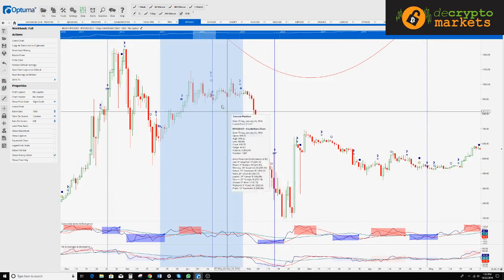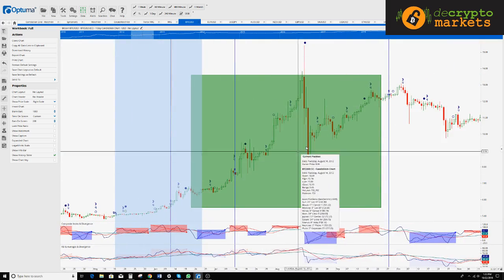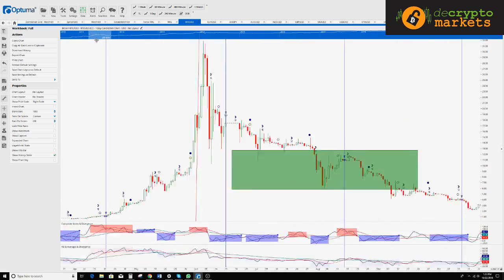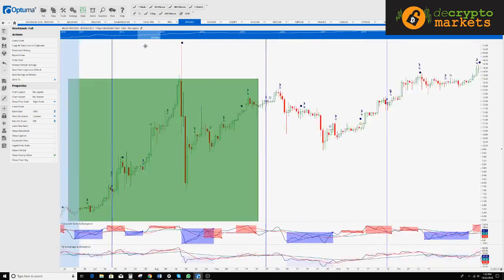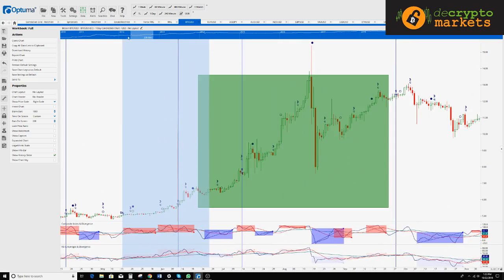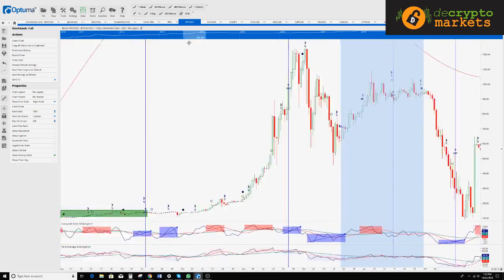Contraction. Mt. Gox. We have an expansion. Okay? With the exception of the Mt. Gox here, which there is a cyclical reason for that. I don't think we've ever gone over that.